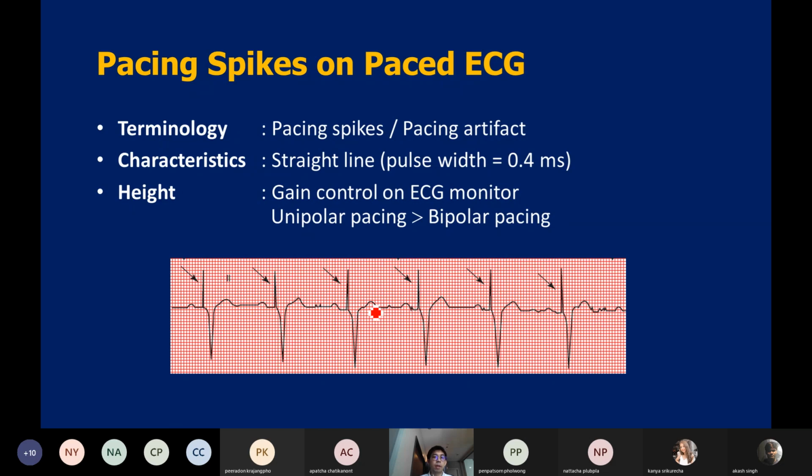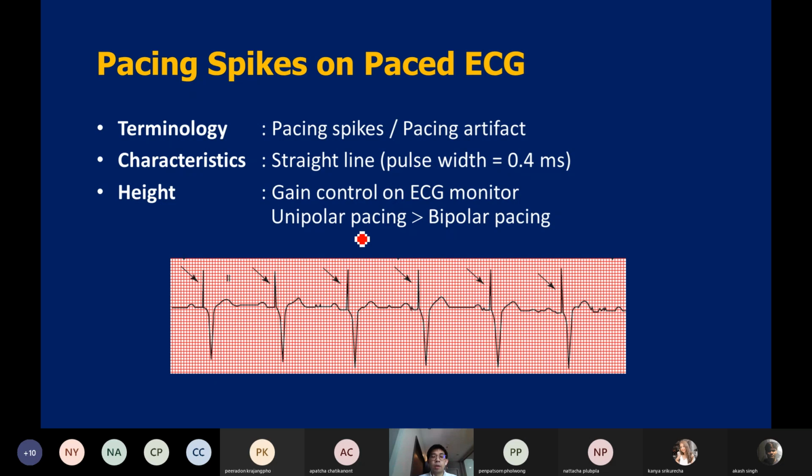If the pacing spike is higher, it's because sometimes you put more energy in, you set the output higher than before, so the pacing spike might become bigger. And if you put the energy lower and lower, the pacing spike might become smaller.